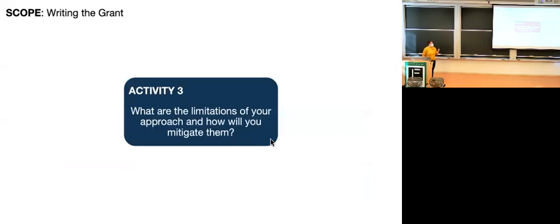So now take some time, this is the last activity, and then we'll go through the rest of it. Take some time now to think about what the limitations are. It could be per objective. Usually that's how I would think about it, but you might also write like, what are the limitations of your grant? What are you gonna do to mitigate them? What's one thing that you can do that will mitigate that limitation?